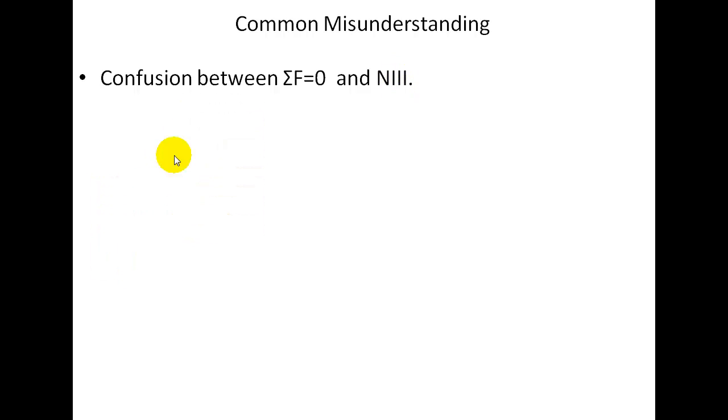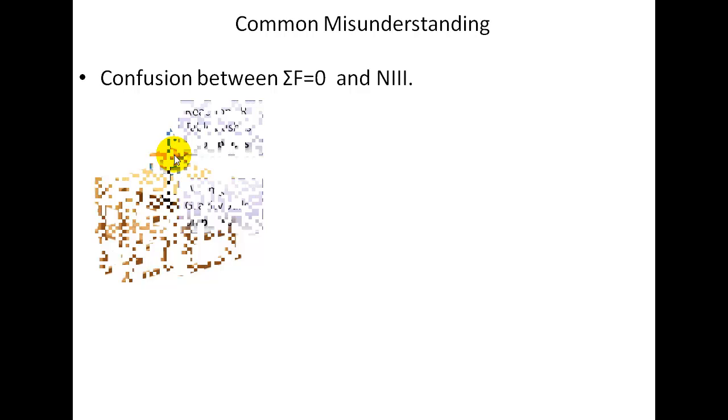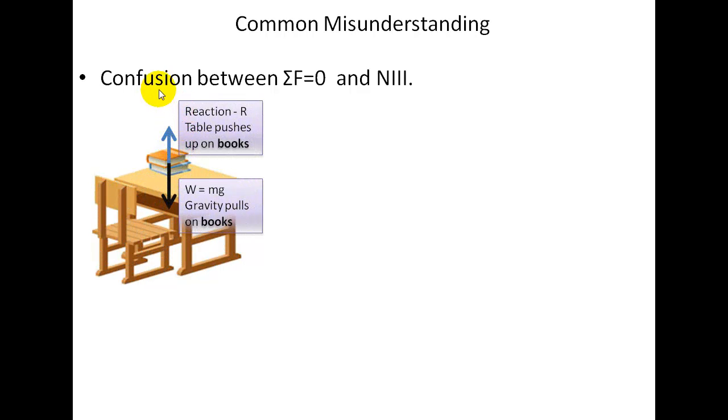Let's look at this example. This is a confusion that often people have. Some people say the reaction is the table pushing up on the books, and the gravity is pulling down on the books. This is a Newton's third law pair. It is not a third law pair. What we have here is the table pushing on the books and the earth pulling on the books. They're two different forces acting on the same object. They're balanced by chance, and therefore there will be no acceleration. But this is not a third law pair.